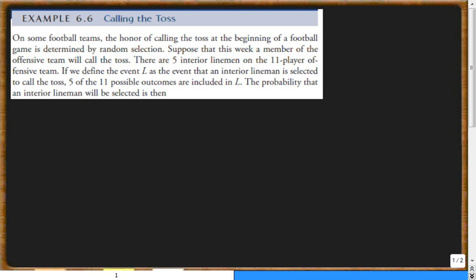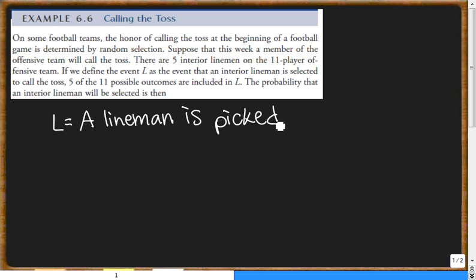So there are 5 interior linemen on the 11-player offensive team. We want to define L as the event that an interior lineman is selected to call the toss. So L is going to be a lineman is picked. We need to also know what our sample size is. Our total size is going to be 11. There are 11 offensive players.